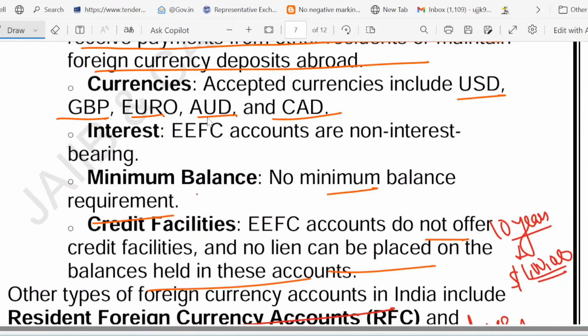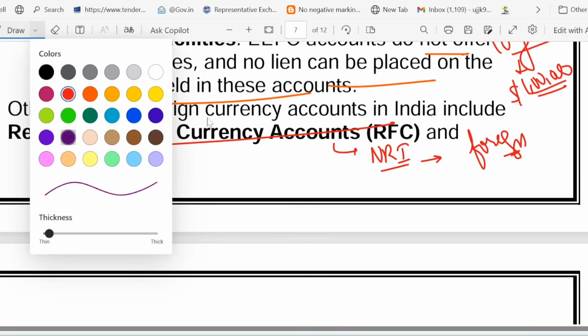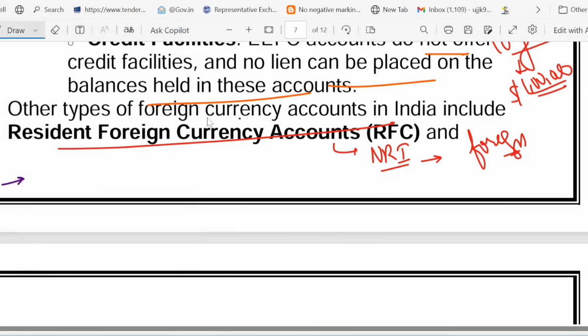So let's recapitulate what we have discussed just now. We have just discussed the benefits of this EEFC account. So the first point we talked about is the regular FCA account, regular foreign currency account. What I told you, they are best for holding forex long term.